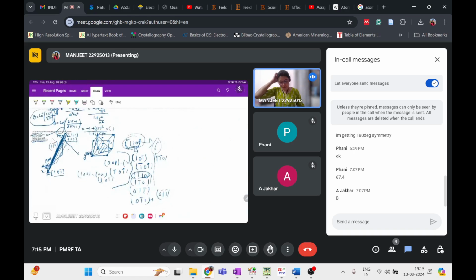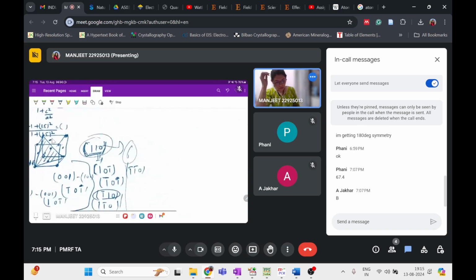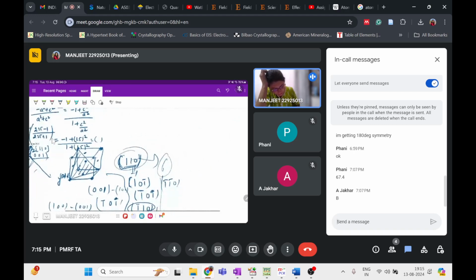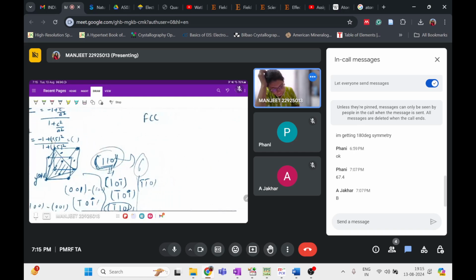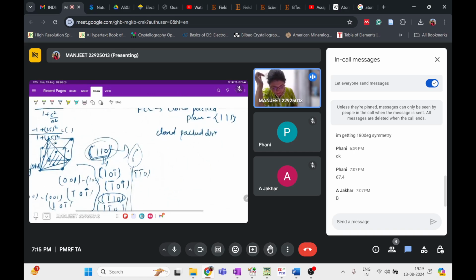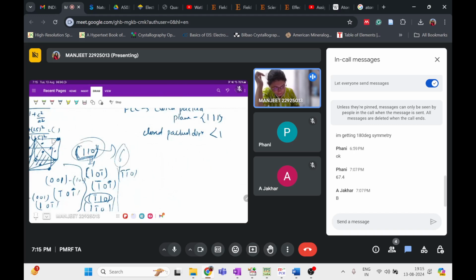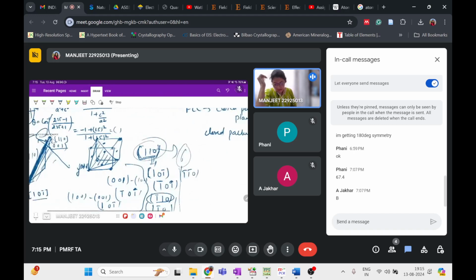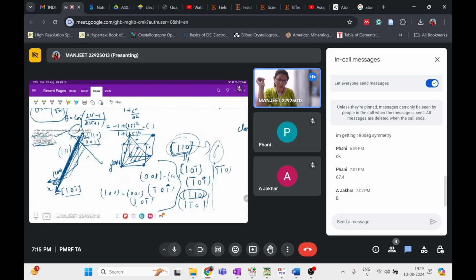Okay, let me tell you for the different FCC. If I'm considering FCC, for FCC the closely packed plane will be your 1 1 1 family, and the closely packed direction will be, what will be the direction, because we already discussed this 1 1 0, so this will be the closely packed. And we have discussed only the FCC one.